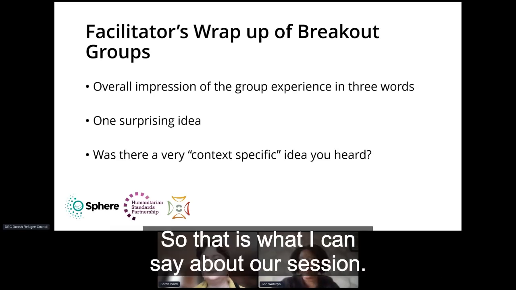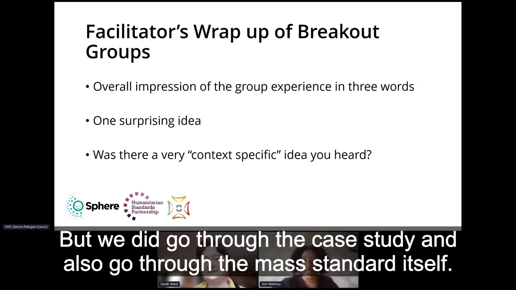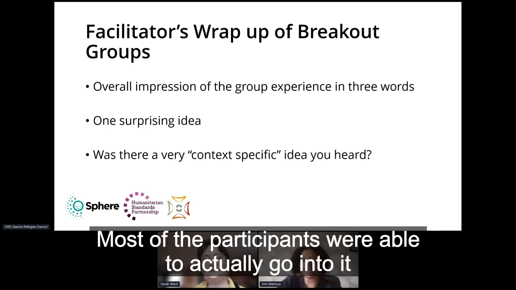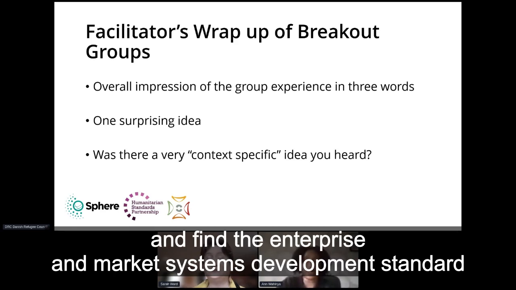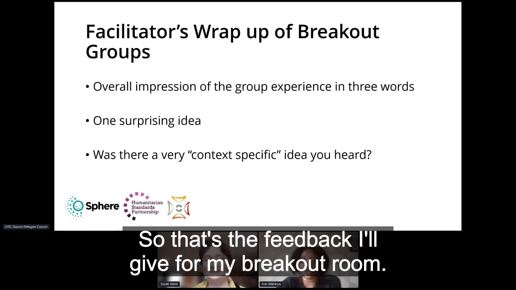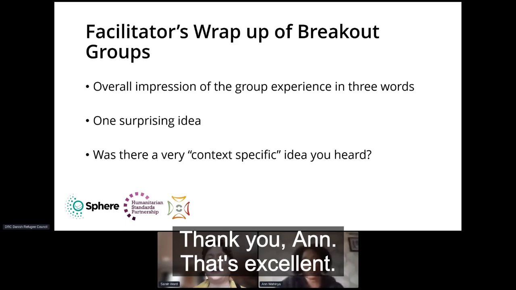So that is what I can say about our session. But we did go through the case study and also go through the MERS standard itself. And what I can say is that the MERS standard is very interactive. Most of the participants were able to actually go into it and find the enterprise and market systems development standards and go right into the standard we wanted to assess. So that's the feedback I'll give for my breakout room. Thank you, Anne. That's excellent.